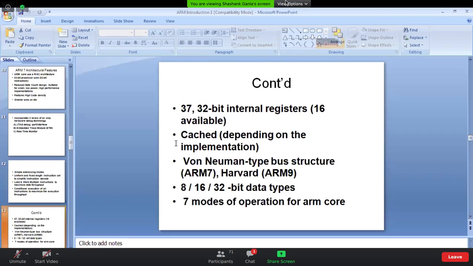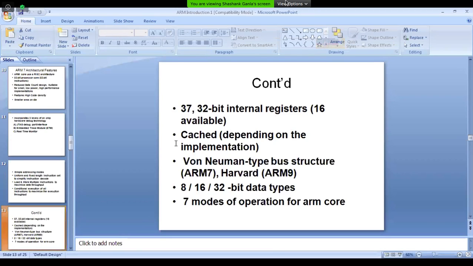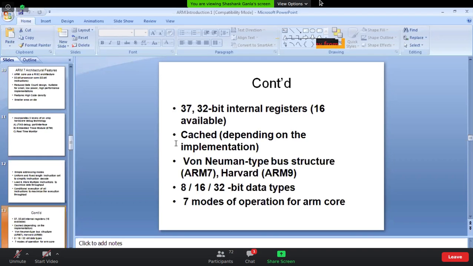Next, the ARM7 core that we are discussing supports 7 modes of operation. When we are saying ARM7 supports 7 modes of operation, please don't be under the impression that ARM8 will support 8 modes of operation, ARM9 will support 9 modes, ARM10 will support 10 modes, and ARM11 will support 11 modes of operation. No, do not think in that way.